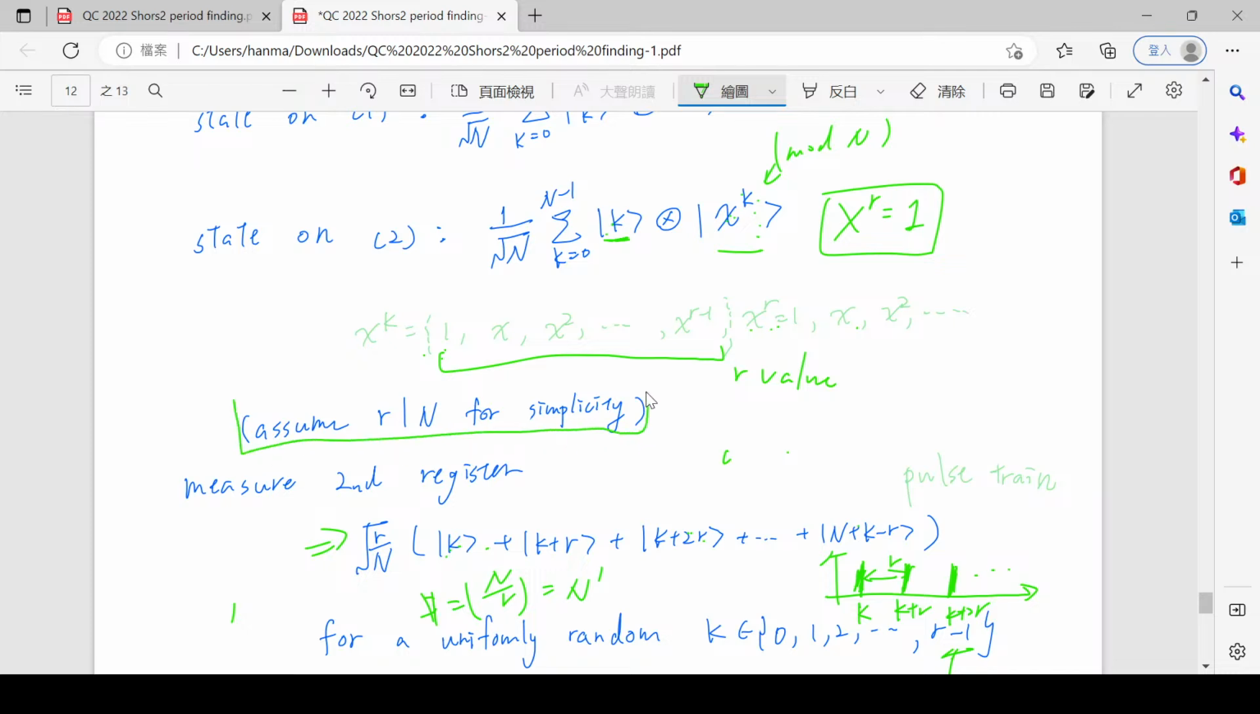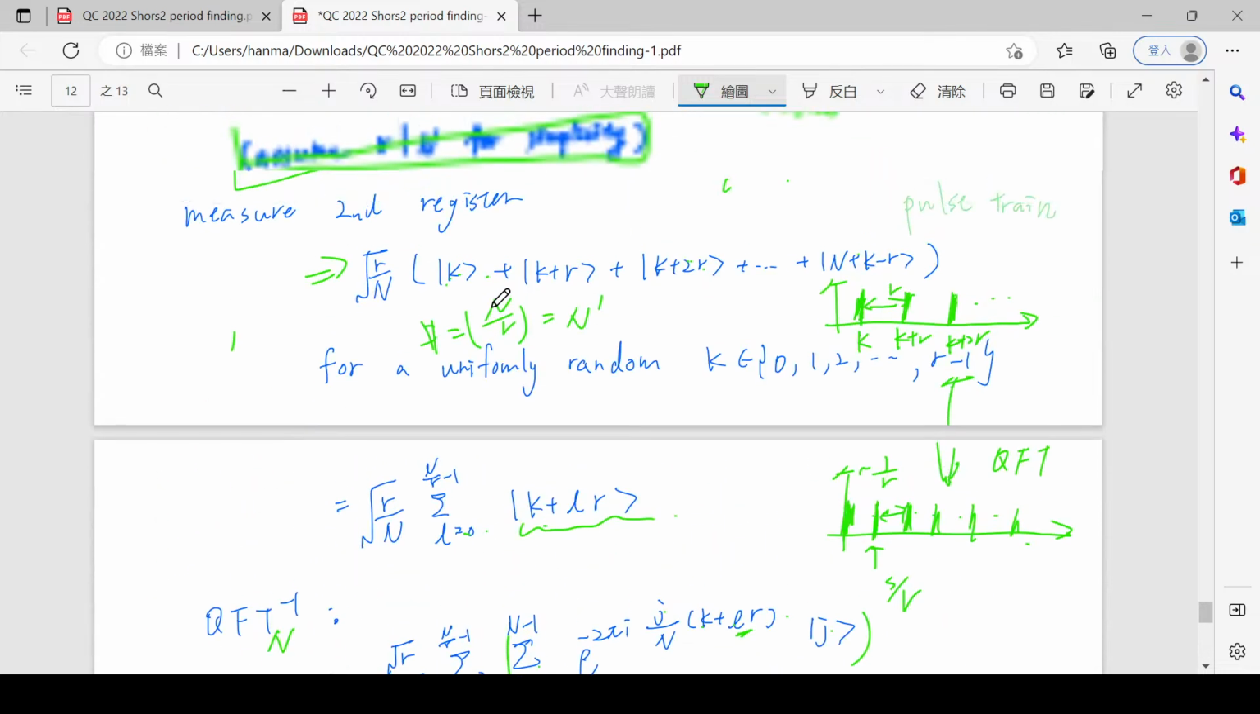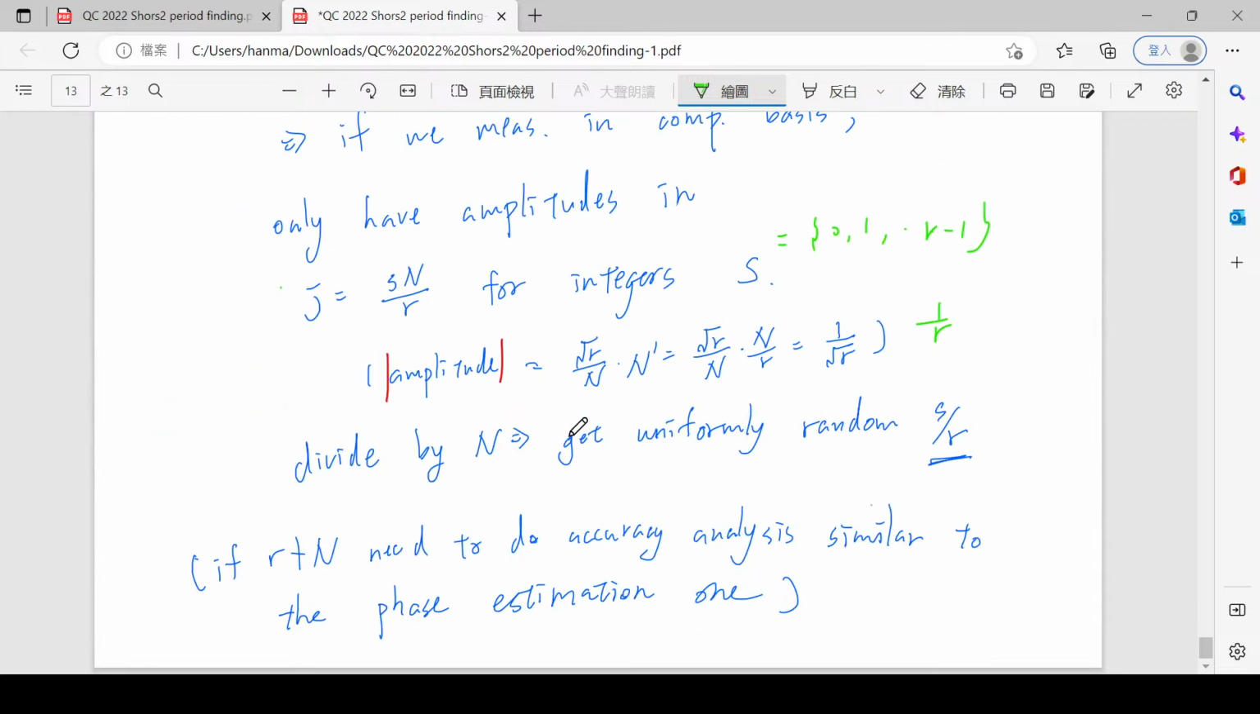So assuming this pseudo analysis, assume n is a constant multiple of R, and we'll just say if you don't have that, then obviously things get a lot trickier. But that's basically where you need to do the equivalency analysis of phase estimation. Okay. And also all the computational friction things.